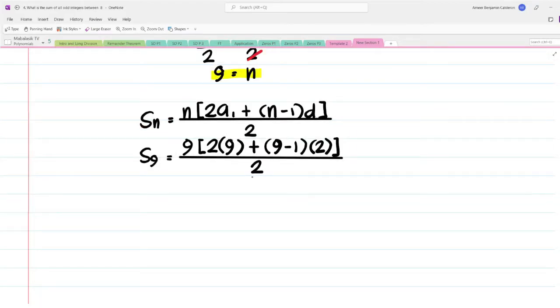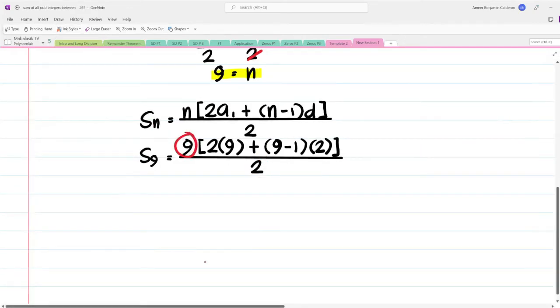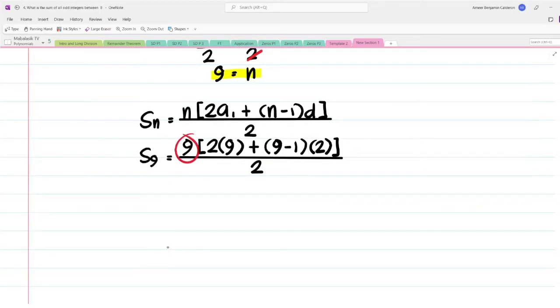So unlike in problem number 3, where we were able to cancel this item and 2 below, this time around we cannot because this is non-divisible by 2. So if that is the case, then we will just have to simplify further.